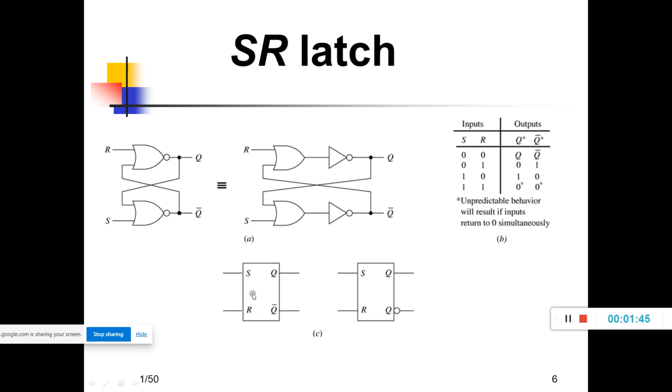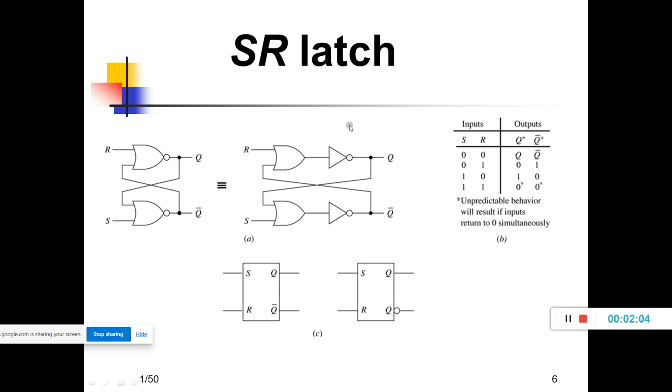Next, this is a symbol with S, R, Q, Q bar. So this is one type of symbol. Another one has Q bar, where Q bar means a bubble at the output side. You can write Q here and put a bubble here. This is the second representation of the SR latch.